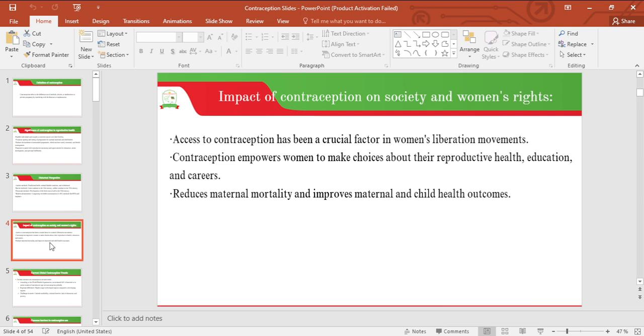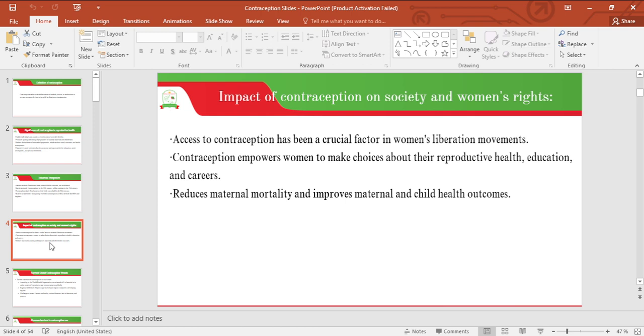Contraception also reduces maternal mortality and improves maternal and child health outcomes, in that when a mother is using contraceptives to space her children, before she delivers other babies, her body will have revived from the previous pregnancies. What do we mean by this? You may find that there are some mothers who deliver almost every year. Every year this woman is pushing a baby.